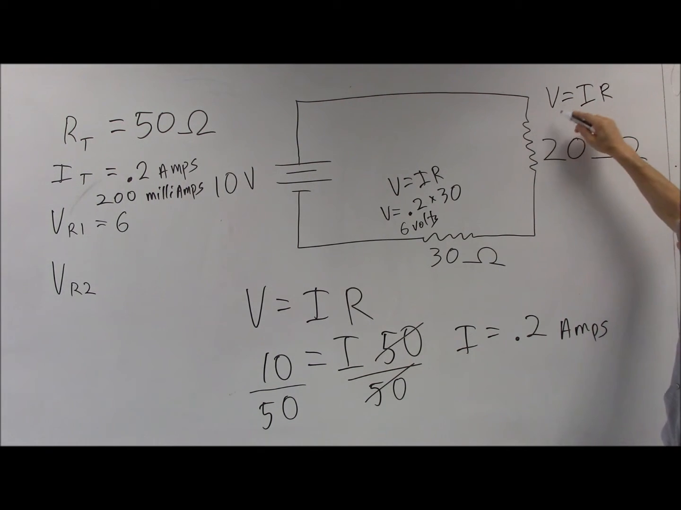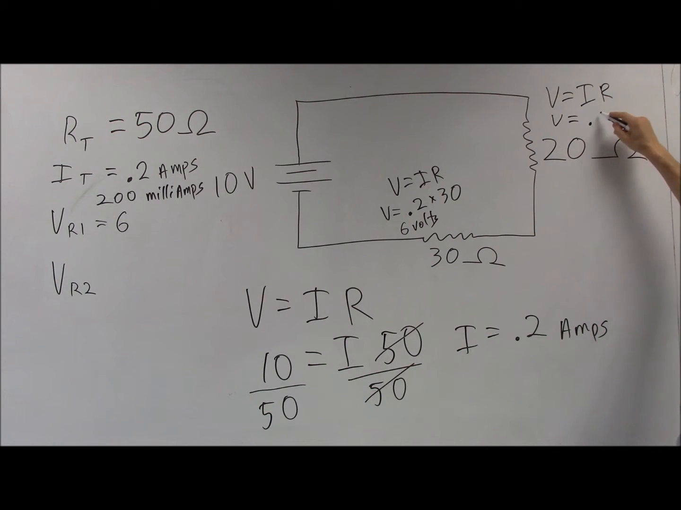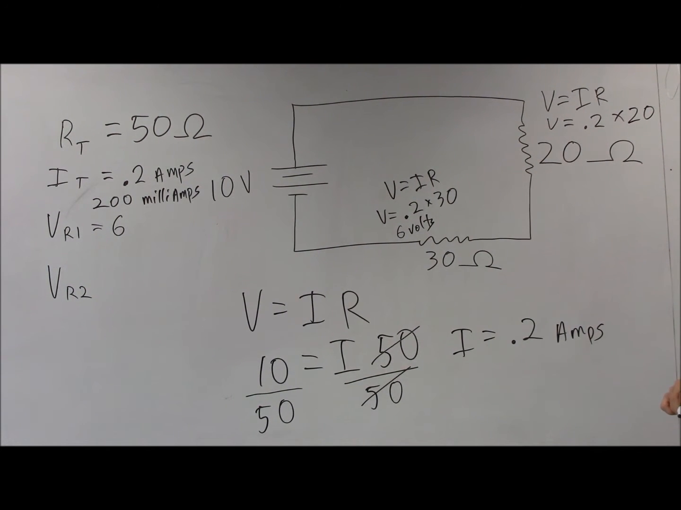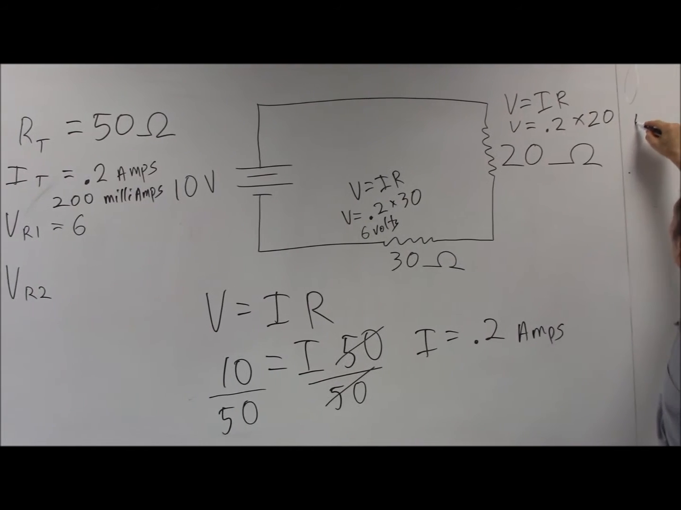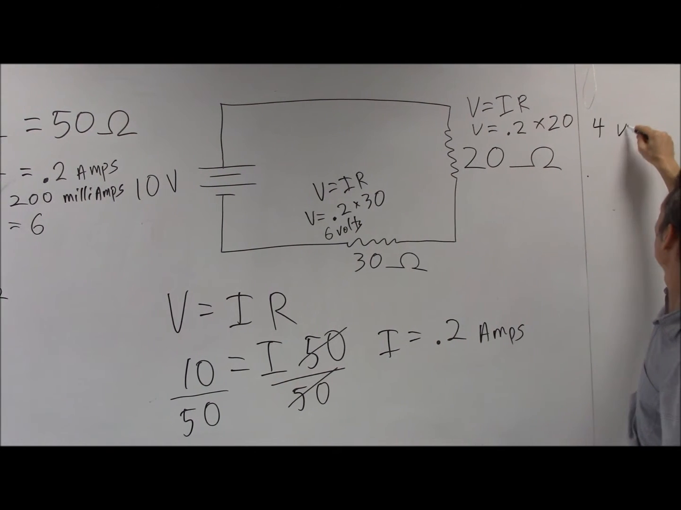I'm looking for voltage. I know the current, it's the same going through here as 0.2. This time it's a 20 ohm resistor. 0.2 times 20 is 4. Did I do that right? You did. That is 4, and again it is my voltage drop, 4 volts.